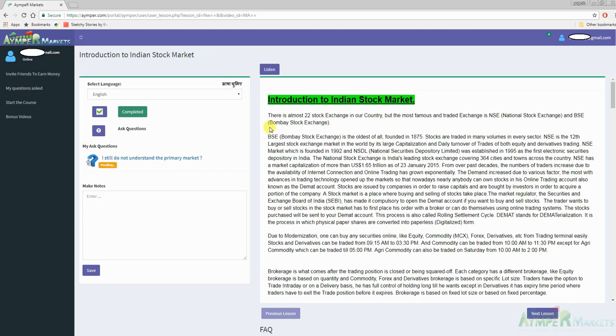Now since you are on this introduction to the Indian stock market, you should make sure that your questions are related only to this topic. Consider if you have gone to other topics, but you suddenly realize that I still do not understand the topic of the first chapter. So make sure that you come back to the first chapter and press this ask question topic, and then only you should send it to the admin.